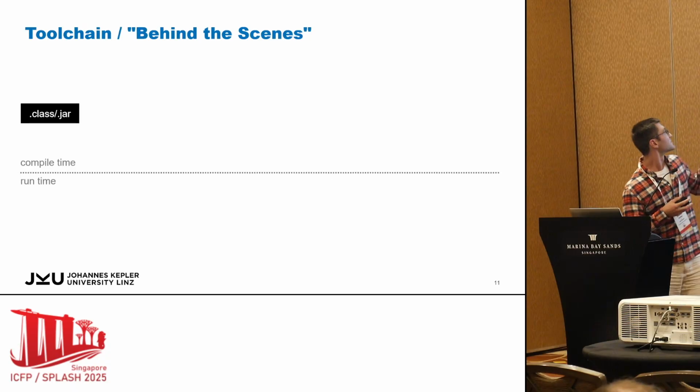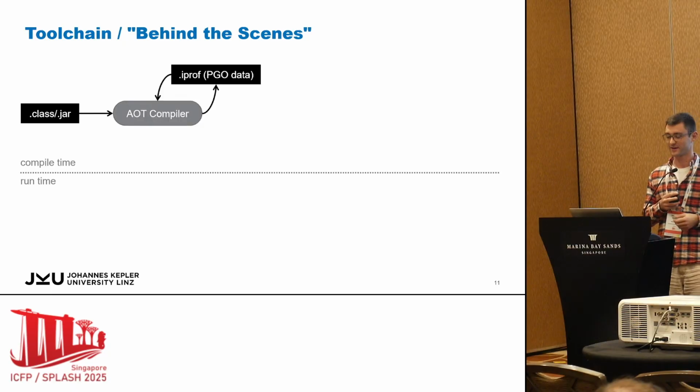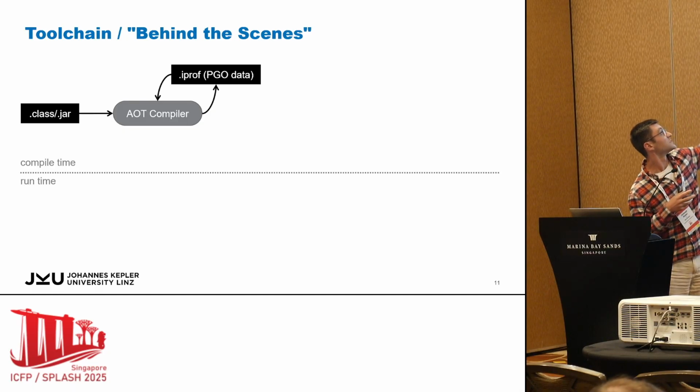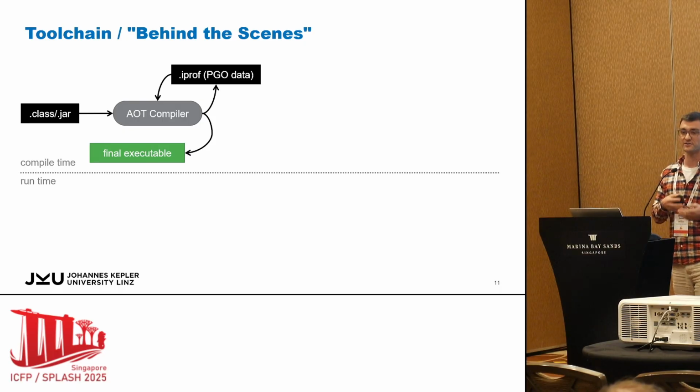So, a small introduction, kind of behind the scenes. How is this working? We have our Java code as bytecode. We apply it to the ahead-of-time compiler. It also does some profiling, so it injects certain data. PGO stands for Profile Guided Optimization, for those who do not know this part. And then the ahead-of-time compiler generates a final executable.